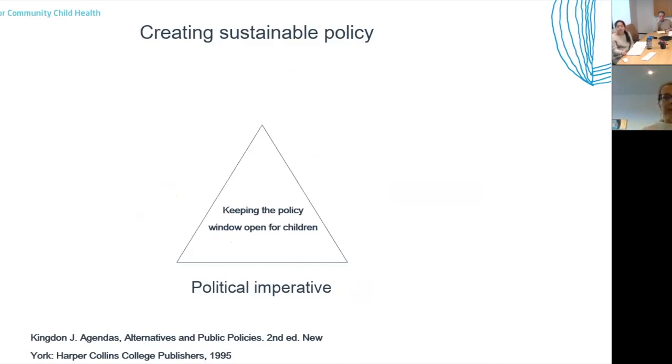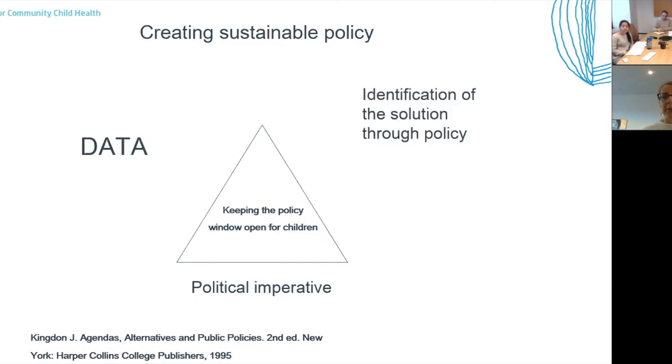The thing that complemented that is our understanding of the importance of data in driving sustainable policy. I was a Harkness Fellow in healthcare policy and was very taken by the work of Kingdon, now a little bit old, talking about the 3 elements of how to keep a policy window open for children, thinking in a longer term. The first is the political imperative, which I've already alluded to. The second is recognition of the problem, which is really about data. And the third, and I think probably the most challenging for those of us working in the field, is the identification of the solution through policy.